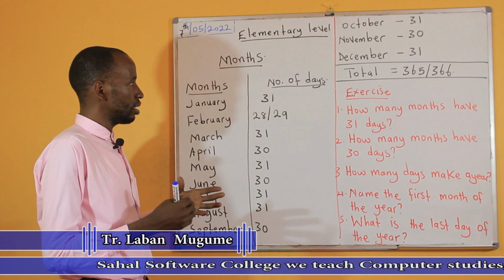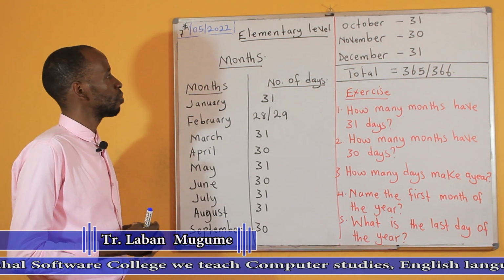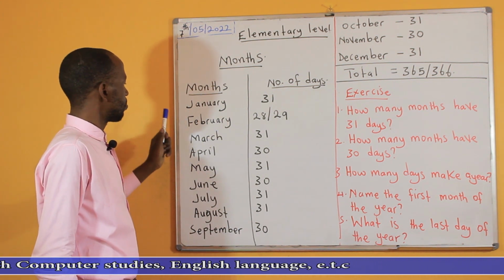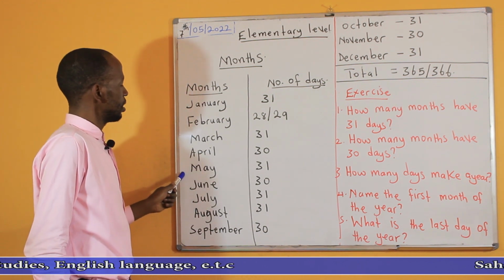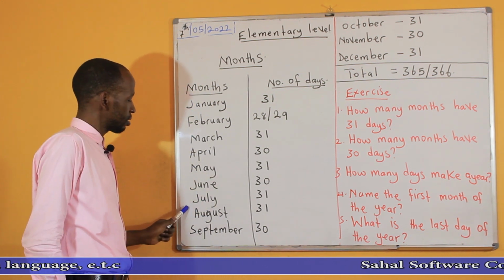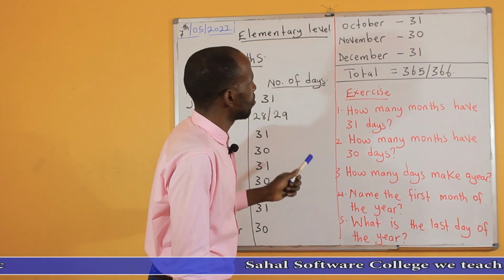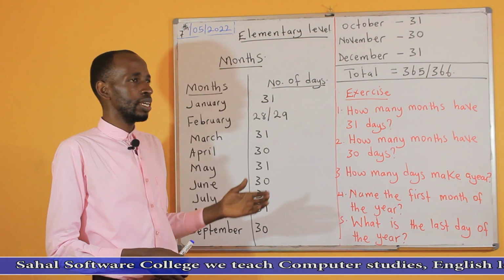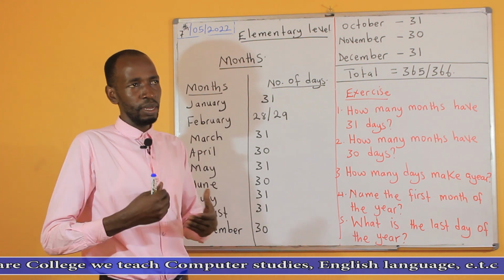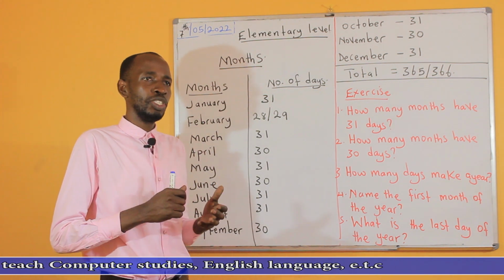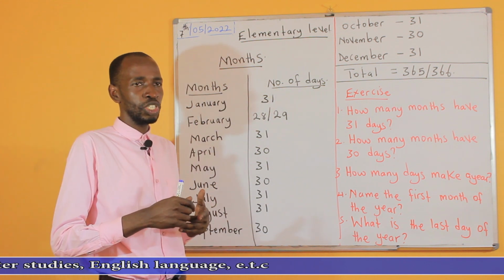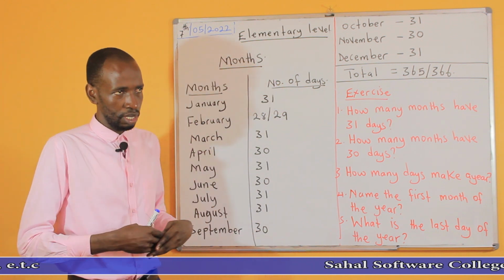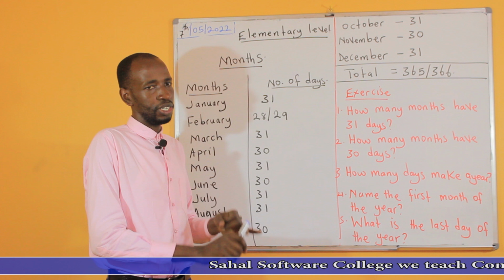So let's first understand how to pronounce them for the second time. January, February, March, April, May, June, July, August, September, October, November, December. Okay, can you start without reading here? Let's practice them without reading on the board. January, February, March, April, May, June, July, August, September, October, November, December.